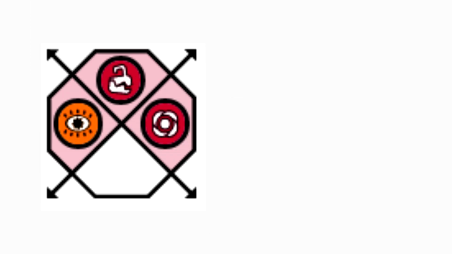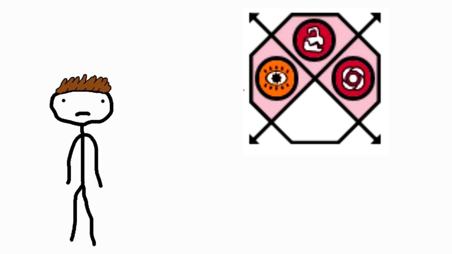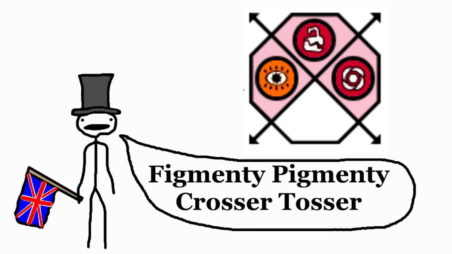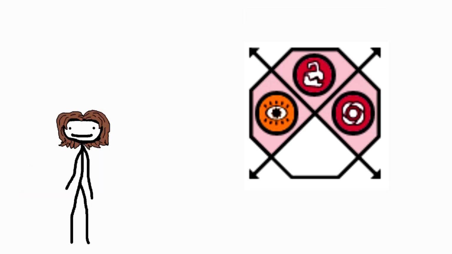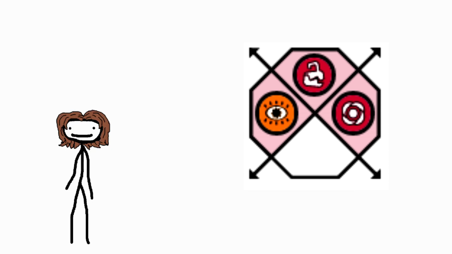Hey kids, today I'll be teaching you how to read these things. The symbol is technically known as the Anomaly Classification System, but nobody really calls it that. Most people refer to it as a safety square, or if you're British, a figminty pigminty crossa tossa, whatever floats your boat. Anyway, when you see the symbol, usually on a paper or a container or something, it means there's an anomalous material present, and then symbols on the diamond give information on exactly how dangerous that material is.